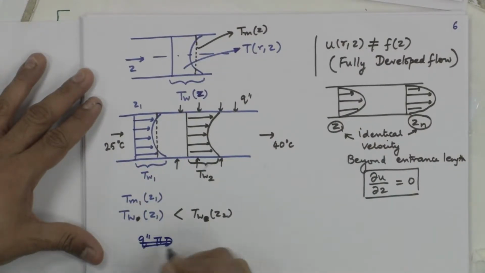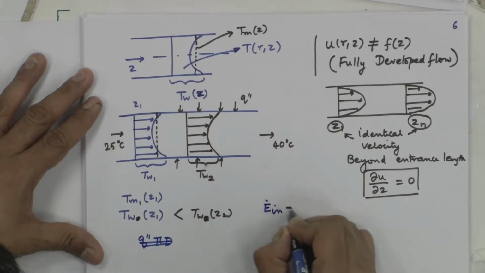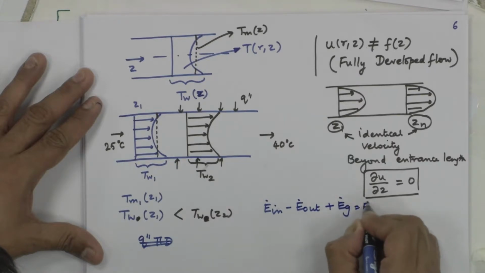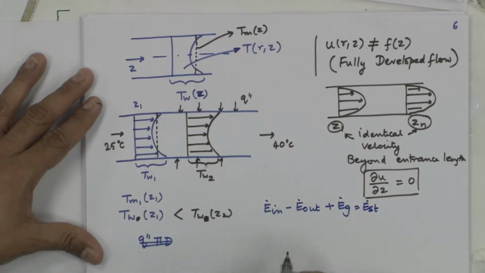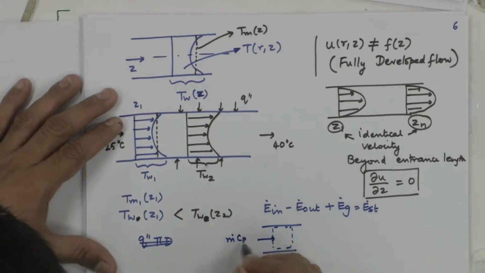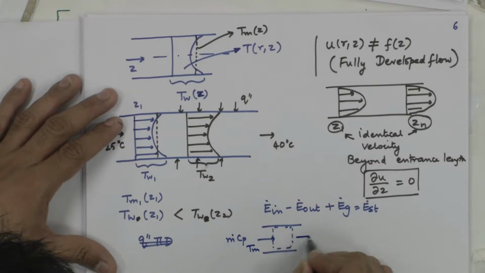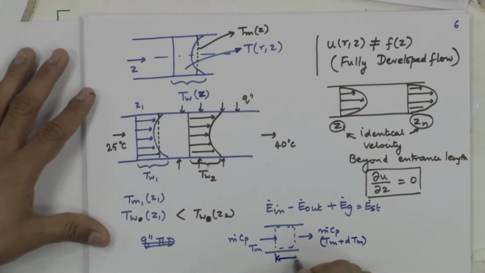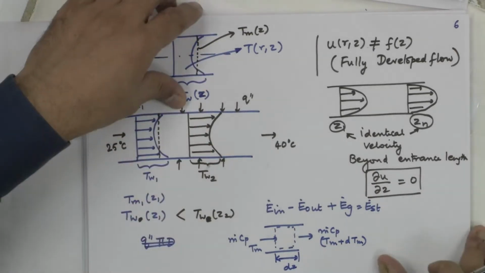D, or let me write this step by step: E dot in minus E dot out plus E dot generated equal to E dot stored. This all of us know. What is E dot in? If I take this control volume of a fluid, E dot in is m dot Cp T bulk mean, and out is m dot Cp (T bulk mean plus dTm). We have not defined it, just take it as T for whatever it is. So temperature has gone from T to T plus dT. I'm using this subscript Tm, can use that also.